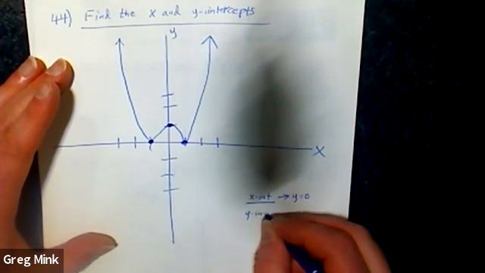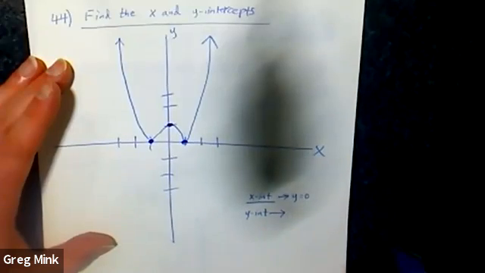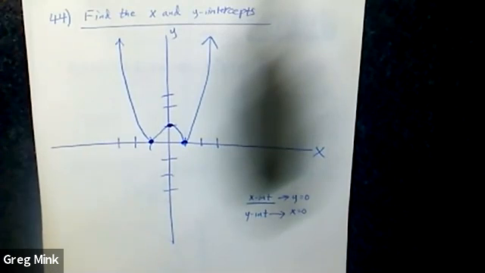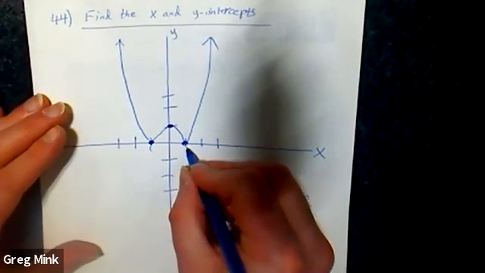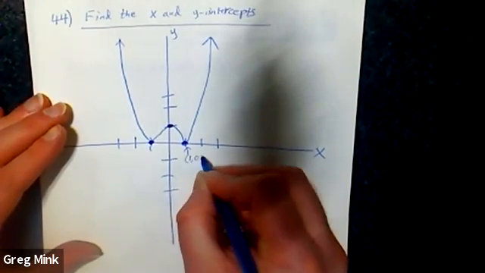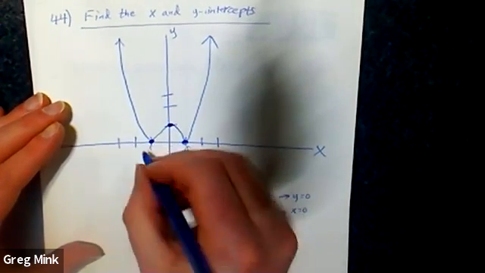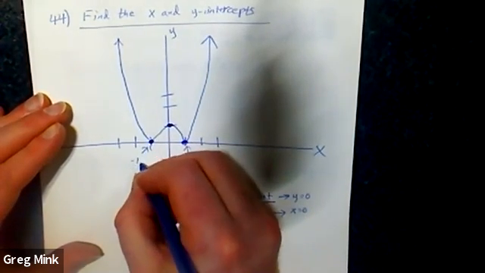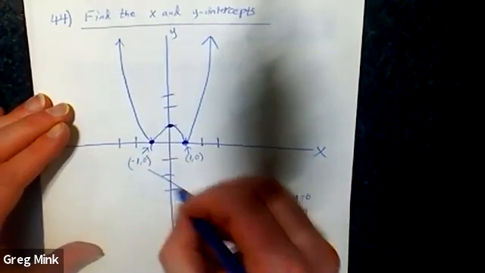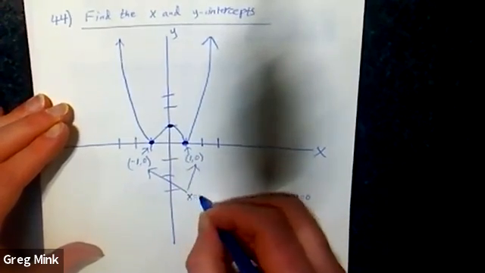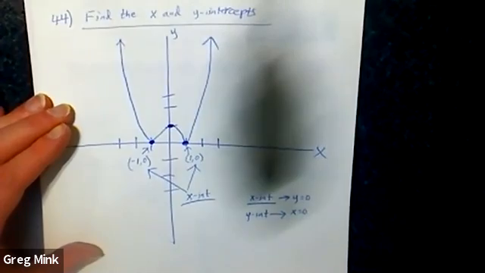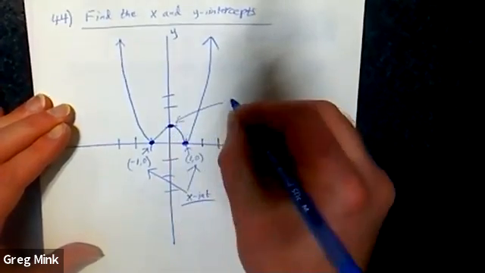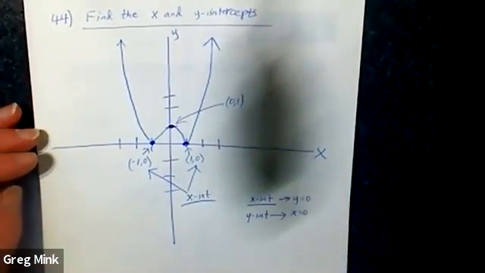Likewise, the y-intercept is when x equals 0. Now, here it's pretty easy to identify the x and the y-intercepts. I need the coordinate, not just the value of the x or the y. So I look at this and say, okay, that's the point 1, 0. That's one of the x-intercepts. And this is one of the x-intercepts. I'll draw a little arrow, x-intercepts. And finally, my y-intercept would be the point 0, 1.